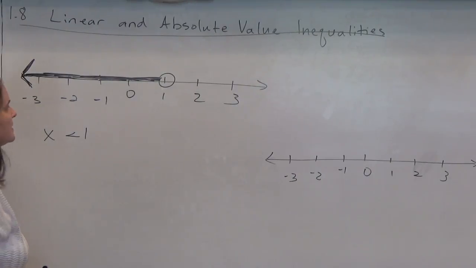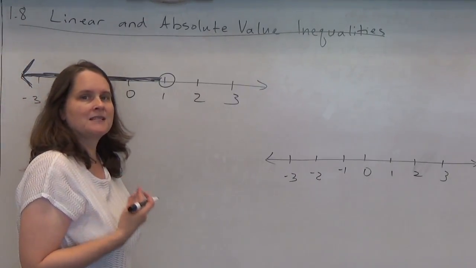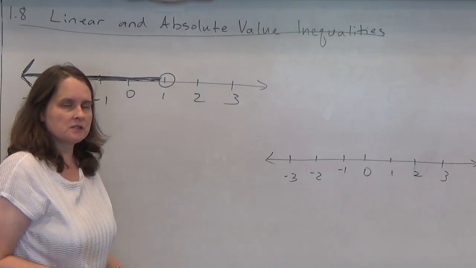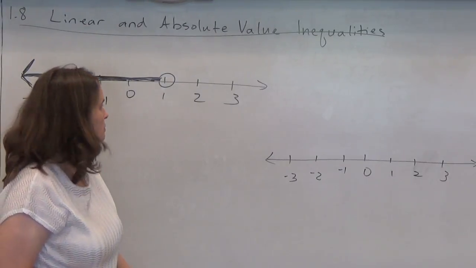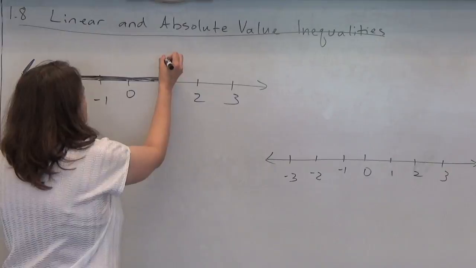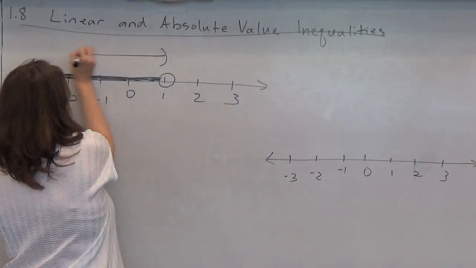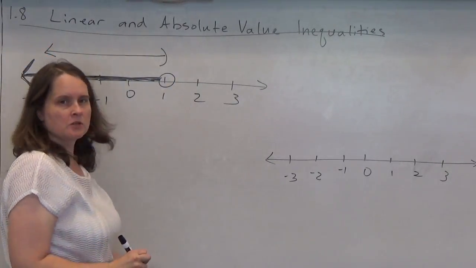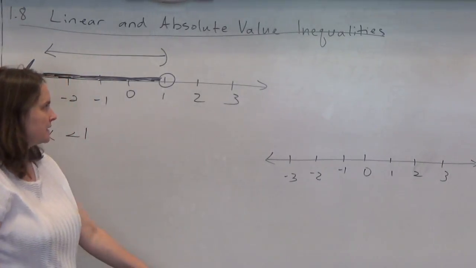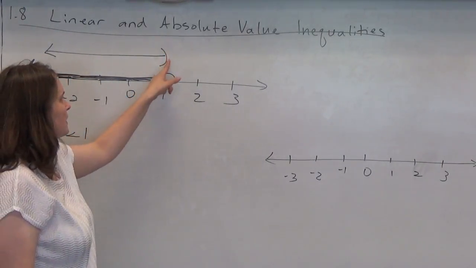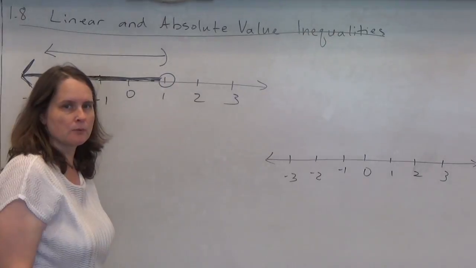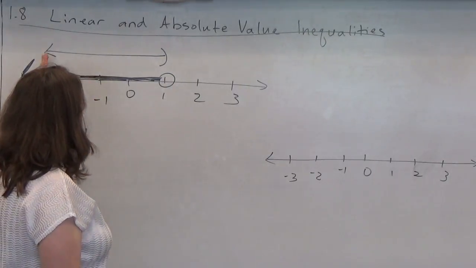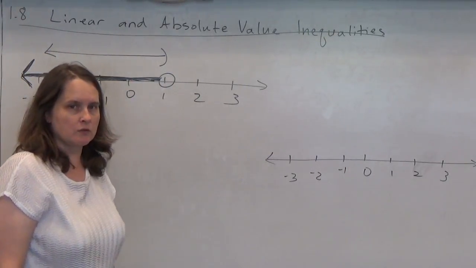In this class, I will tend to use a different symbol in place of the open circle. I will be using these round parentheses to mean the exact same thing. So that's the same graph of x less than 1, but I'm just using the round parentheses symbol in place of the open circle. Once I have this graphed, I'm ready to give the interval notation.